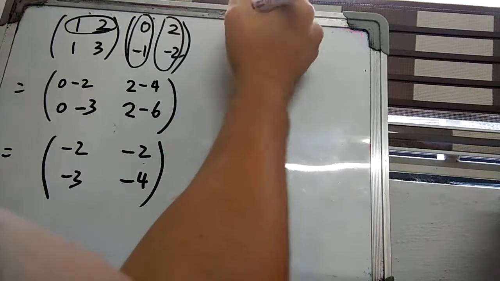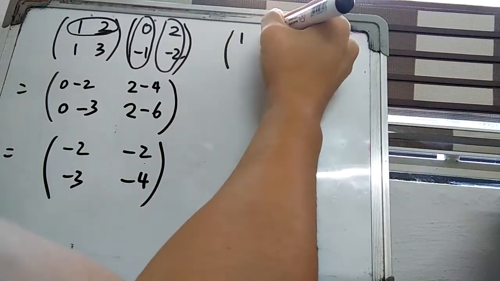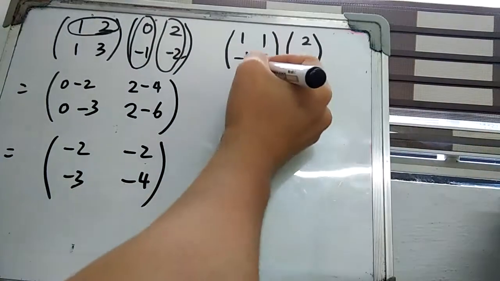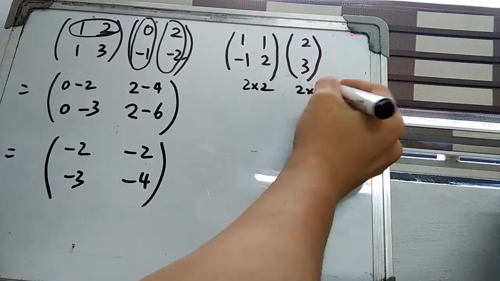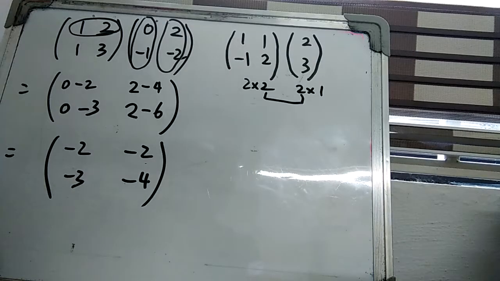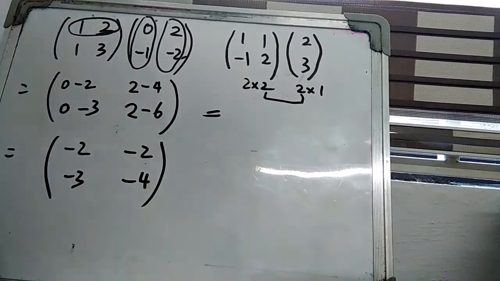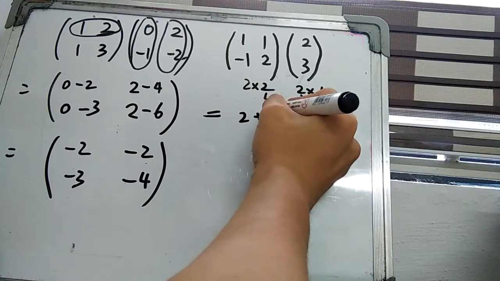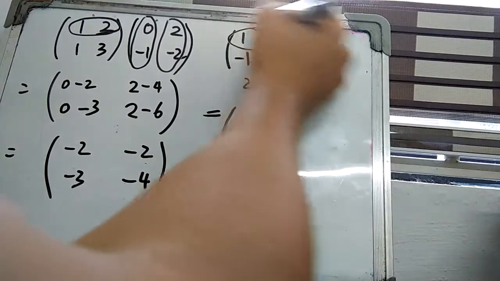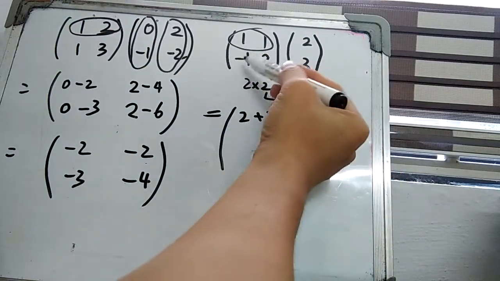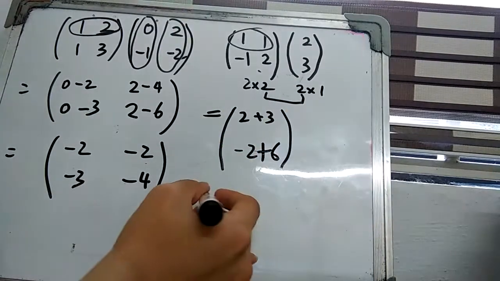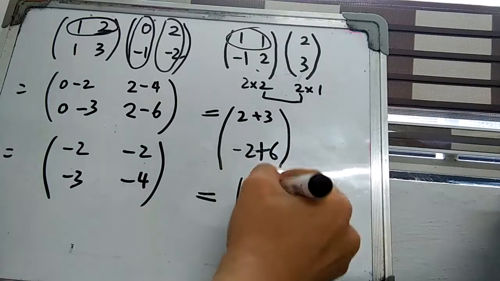Let's look at another example. Okay, this is actually the 2 by 2 matrix, and this is a 2 times 1 matrix. So we know that if these two numbers are the same, we are able to multiply these two matrices together. In this case, we'll have 1 times 2, which is 2, plus 1 times 3 is 3. 2 plus 3. Okay. The next one, we are using this one. Okay. Negative 1 times 2, which is negative 2, plus 2 times 3, which is 6. And therefore, I have the product of the matrix, which is equal to 5 and 4.